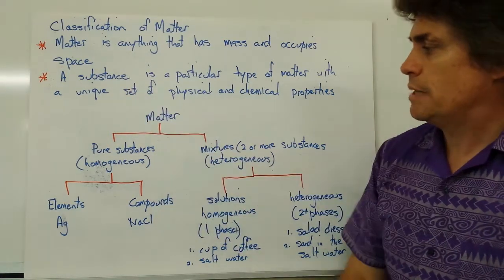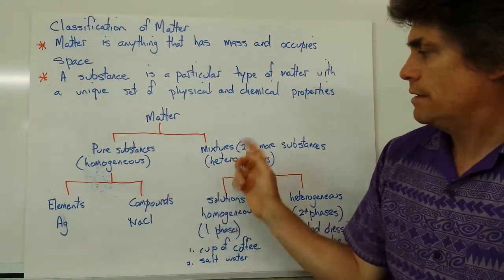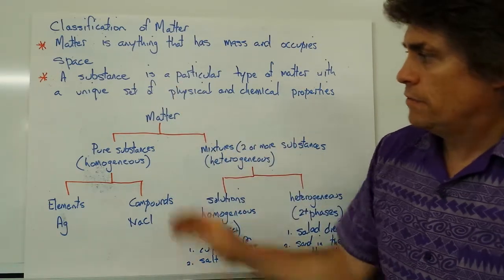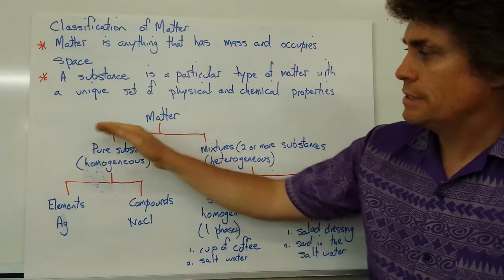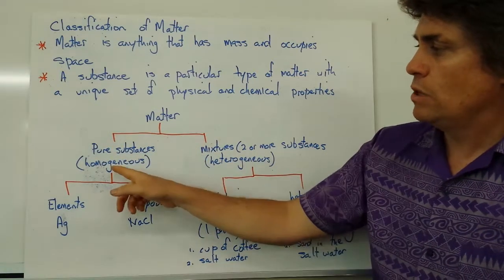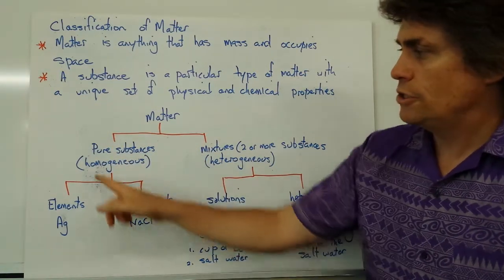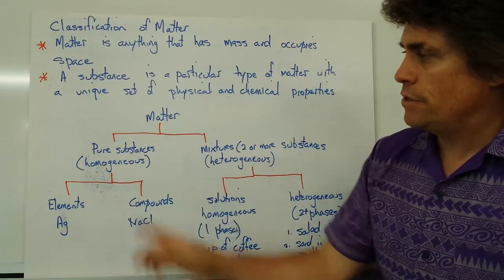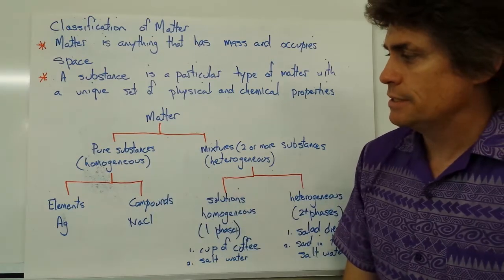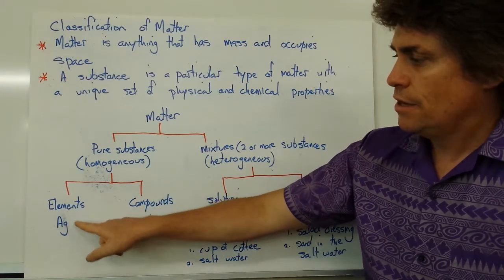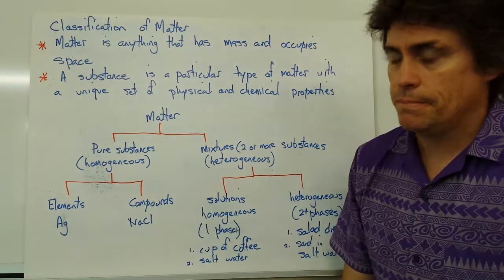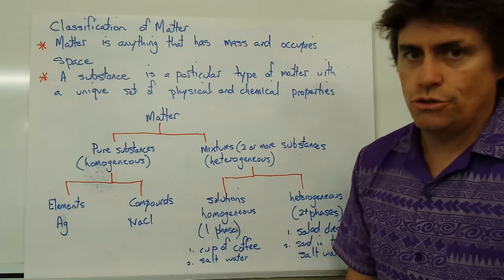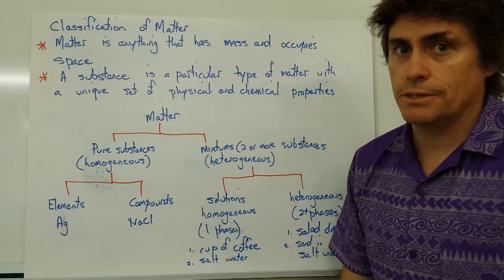So we said before we've got substances, so we're going to take that into our definitions. So the broad category of matter, first of all we can have what are called pure substances, and these are what we call homogeneous substances. Homogeneous, we've got one type of substance. Now we can further break down these pure substances into what we call elements, which are made up of one type of atom, and compounds, which are made up of at least two different types of atoms.